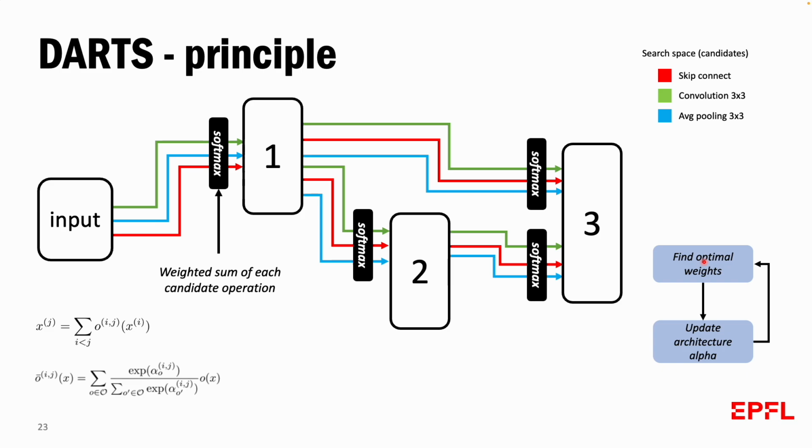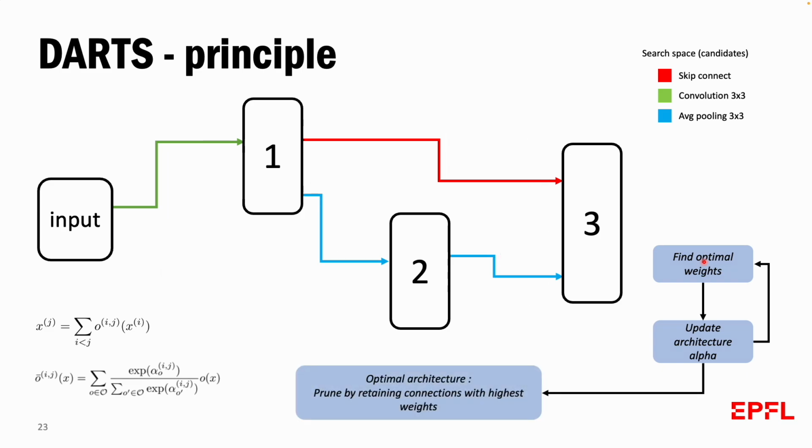And once we reach that minimum, basically we're ready to print the network. So we're going to output the optimal architecture by retaining only connections with the highest weights. So basically connections with the highest alpha. And so as you can see, from input to 1 we selected convolution 3 times 3. From 1 to 2 we selected average pooling 3 times 3, and so on.